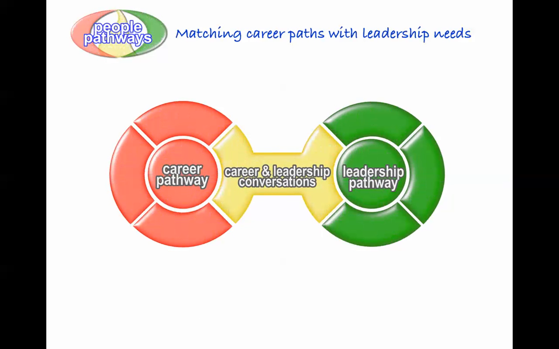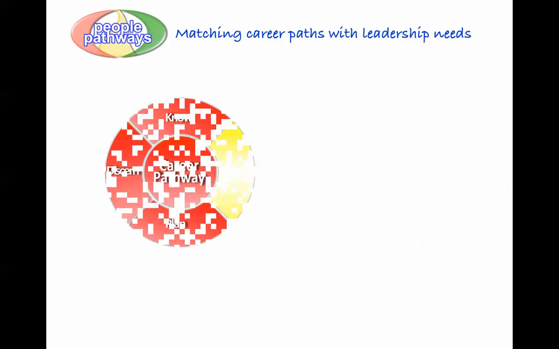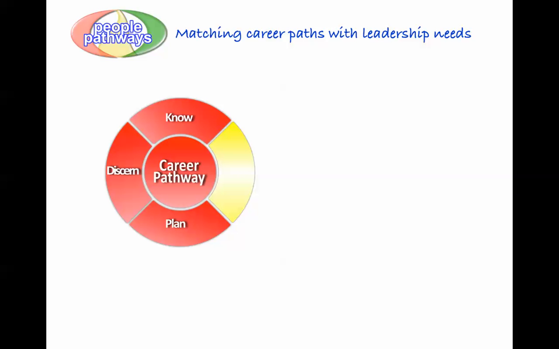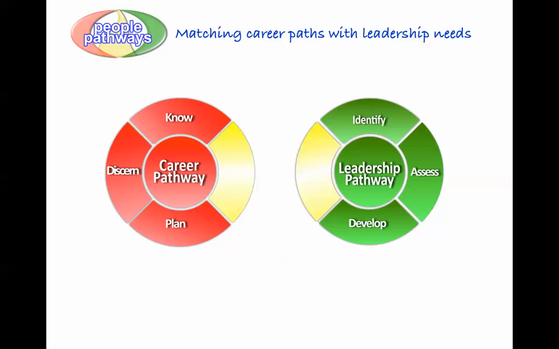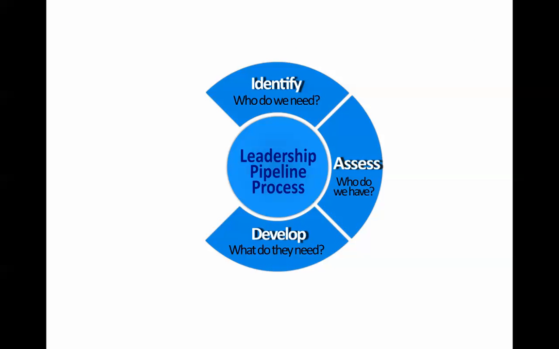The People Pathways Toolkit introduces 2 people pathways. The career pathway assists an individual in charting their career path within the organization, and the leadership pathway helps ensure a steady flow of leaders for the organization by providing tools and resources for the effective implementation of the first 3 steps of the leadership pipeline process: identify, assess, and develop.